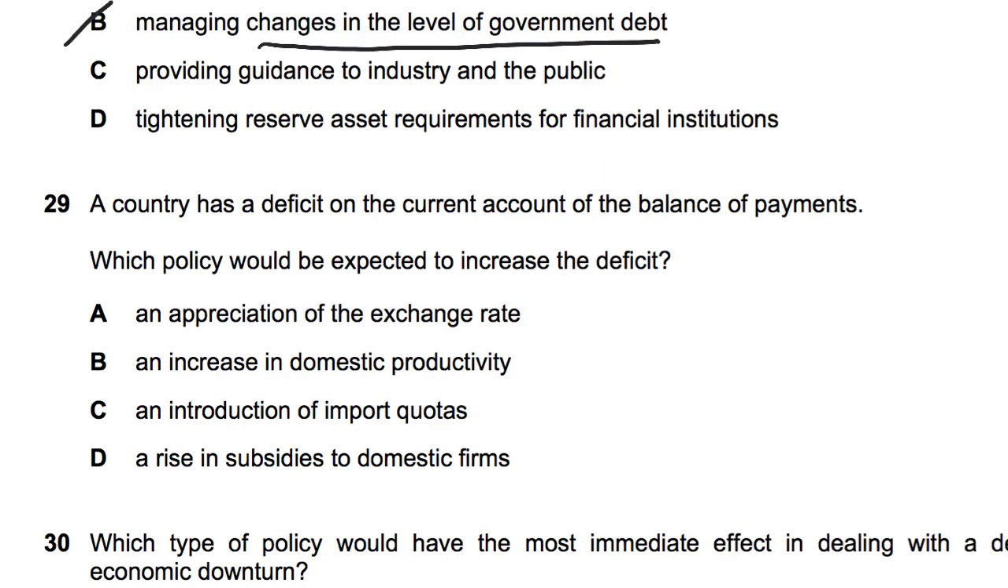In 29, they say a country has a deficit on the current account of the balance of payments. Which policy would be expected to increase the deficit? If there is a deficit in the current account of the balance of payments, and if we appreciate the currency, then that results in exports becoming expensive, imports becoming cheaper, and that may cause X minus M to actually fall, which means it will increase the deficit. So A is the right answer.